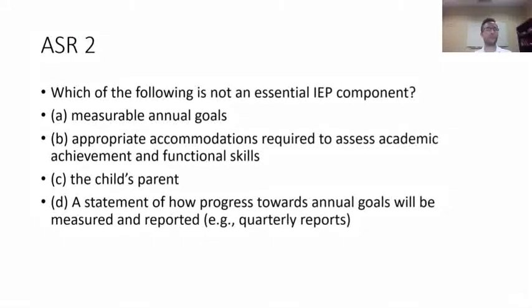Okay, here's our next ASR. ASR number 2. Which of the following is not an essential IEP component? A. Measurable annual goals. B. Appropriate accommodations required to assess academic achievement and functional skills. C. The child's parent. D. A statement of how progress towards annual goals will be measured and reported, such as quarterly reports. Give you a couple more seconds.